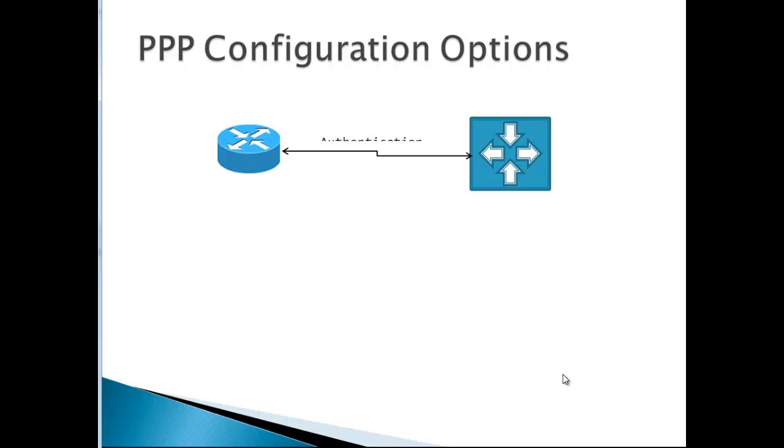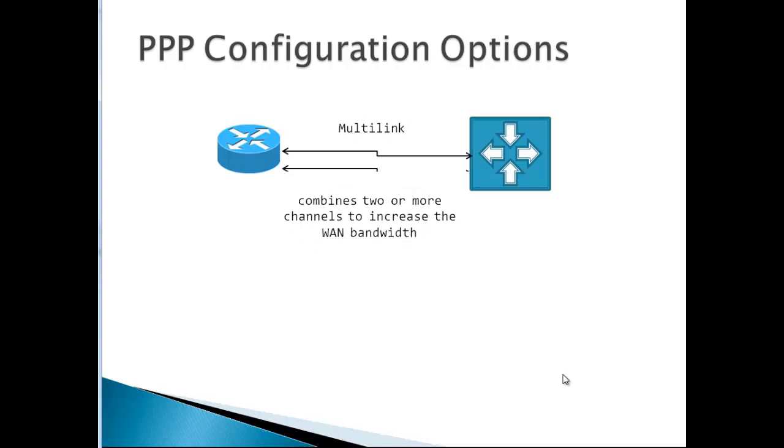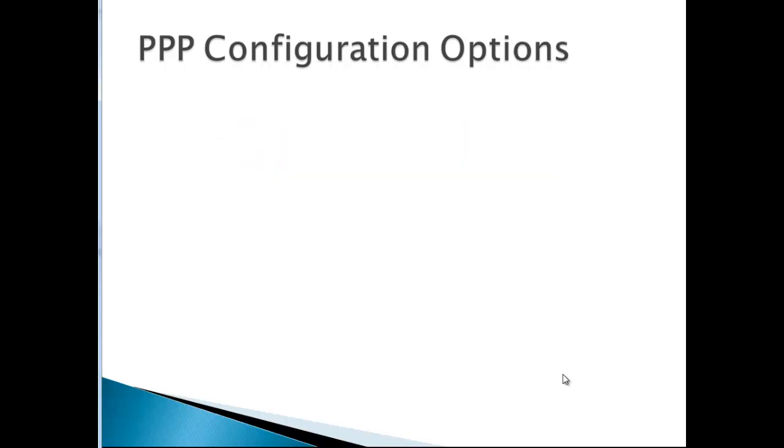Configuration options that we have with PPP are authentication. We have two types of authentication: PAP, Password Authentication Protocol, and CHAP, Challenge Handshake Authentication Protocol. We have compression, which is a great feature. We can use Stacker and Predictor for our compression. Then we have multilink. If we want to combine two or more channels to increase the bandwidth, then we can use multilink.